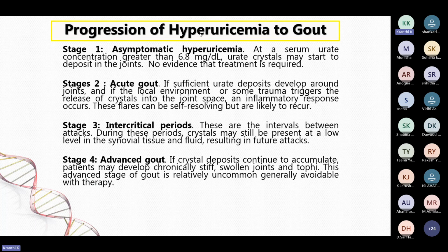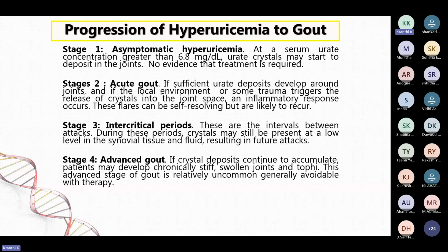Then progression of the hyperuricemia to gout. So how does this hyperuricemia convert to gout? Already we discussed this one, right? Initially, asymptomatic hyperuricemia. Initially, the patient won't see any type of symptoms, asymptomatic, right? If it is greater than 6.5, okay, urate crystals may start to deposit in the joints. No evidence that treatment is required. Okay, it means if it is more than 6.8 or 7 milligrams also, slowly the deposition may happen in the joints. At that time, no evidence that treatment is required.